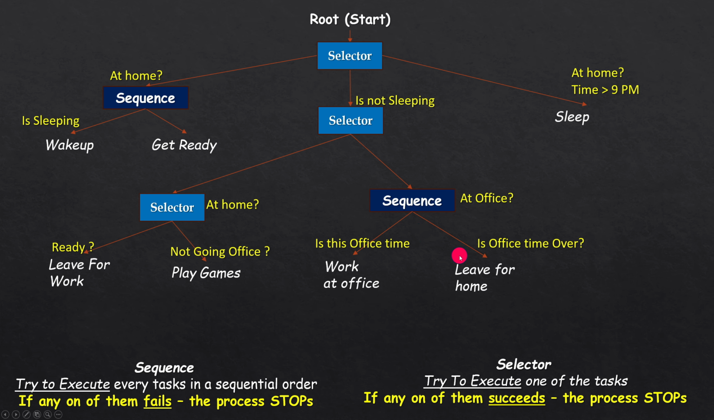So whenever you have a positive and a negative condition at the same time and you want to make a decision, you go for selector. Now just imagine, let's say it's 5:01 or 5:05. So selector will come here. It will go, are you at office? Yes. Is this office time? No. But you wanted to go here, but the sequence node stopped you. So you cannot rely on sequence in such a case. So what you will do, you will replace this with selector as well.